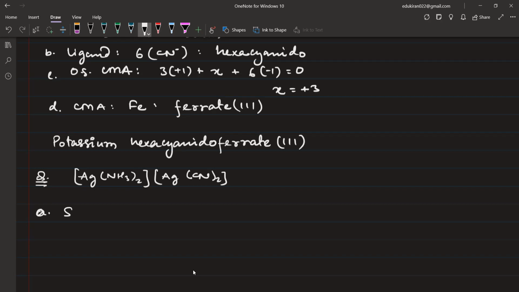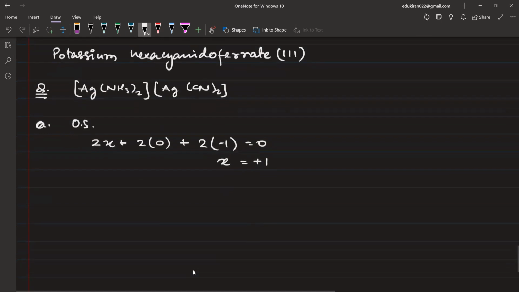So in one case, find the oxidation state first. Oxidation state of Ag, there are two Ag, so it will be 2x plus NH3 is what? 2 into 0 plus CN is what? 2 into minus 1. So this will be equal to 0 and you will have x equal to plus 1. Once you have calculated the oxidation state, you will treat the cation and anion separately. You have the cation here and you have the anion here.